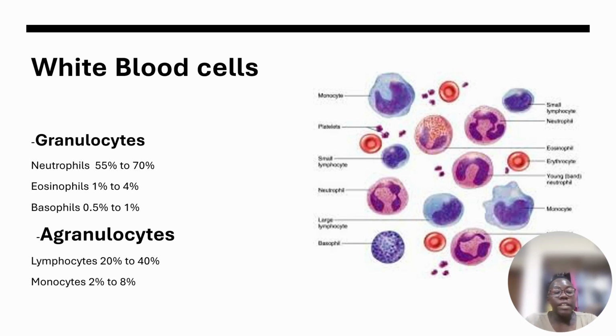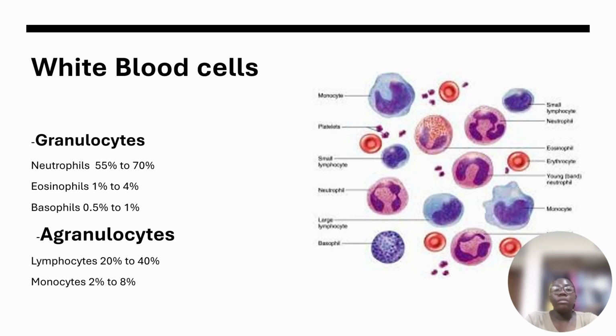I forgot to say the basophils represent 0.5 to 1% of the white blood cells of our body. And we have the lymphocytes, 20% to 40%. Like I said before, they have a lot of roles, and there are two main types of them. We have the lymphocytes T and B. They coordinate the immune system.